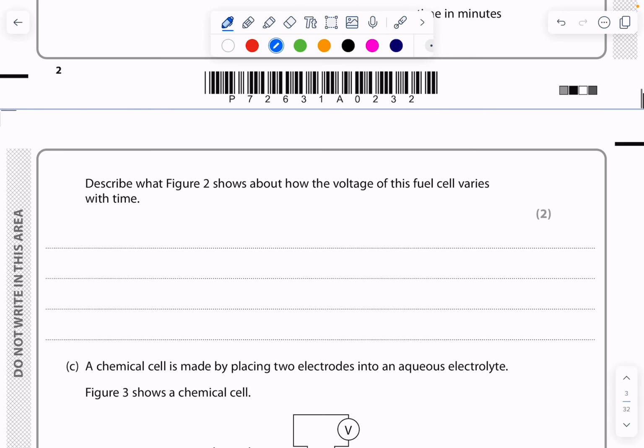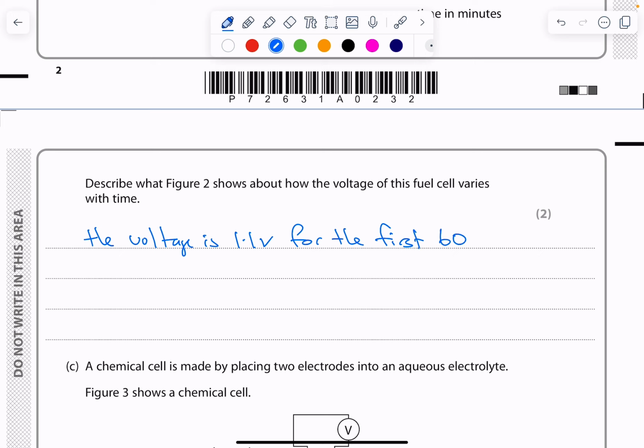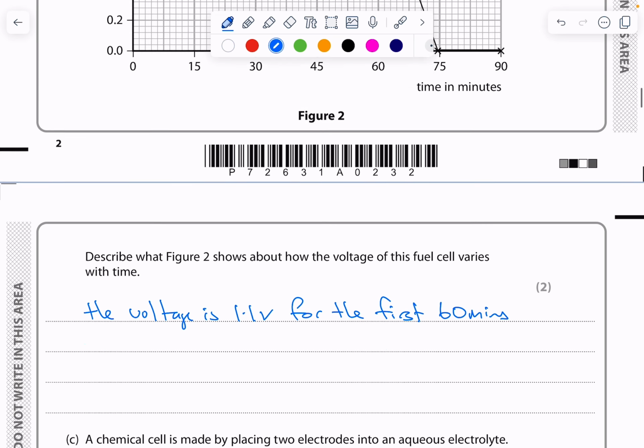So my first mark is going to come by saying to them that the voltage is 1.1 volts for the first 60 minutes. Okay, and that's going to get me one of the marks from the question.